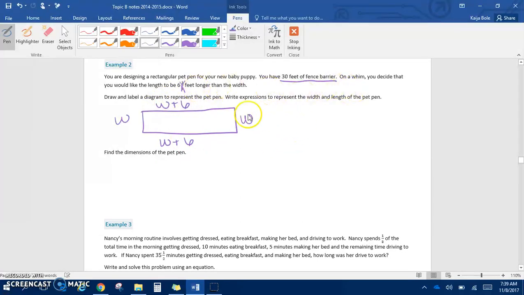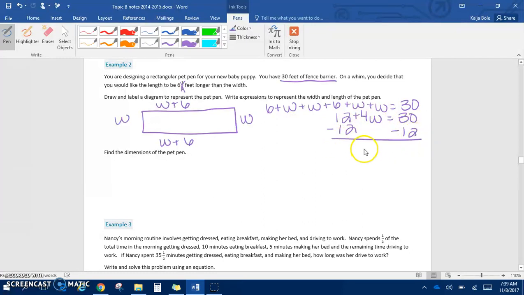So now if we combine all of these like terms, we have 6 plus W plus another W plus 6 plus W plus W, and this all equals 30 because that's how much fence we have. So when we combine these like terms, we get 12 plus 4W equals 30. We subtract 12 from both sides. So we get 4W equals 18. And then when we divide by 4 on both sides, we get that W equals 4.5.